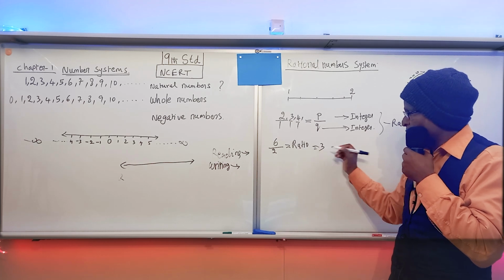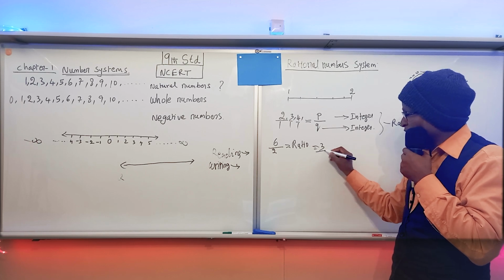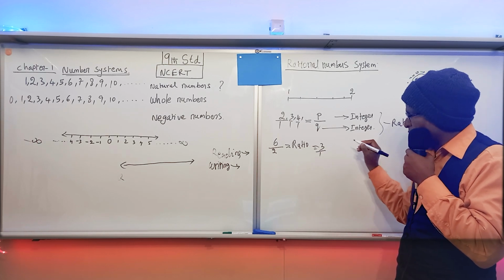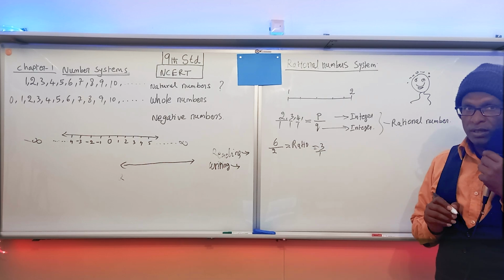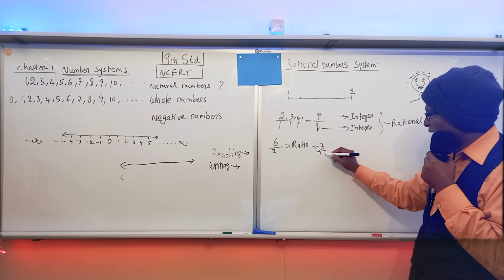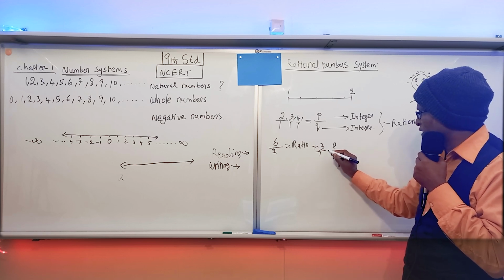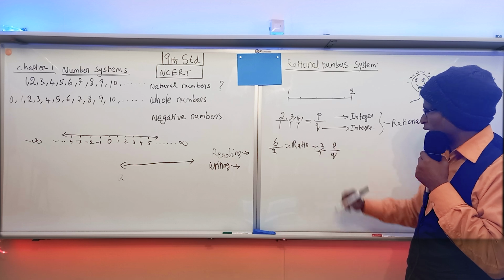And this 3 is an integer number, but every integer number can be divided by 1. So that means it has this p by q format. Therefore, it is a rational number.